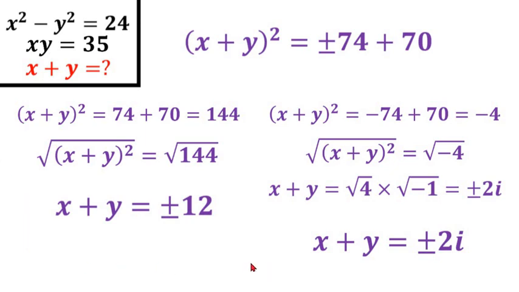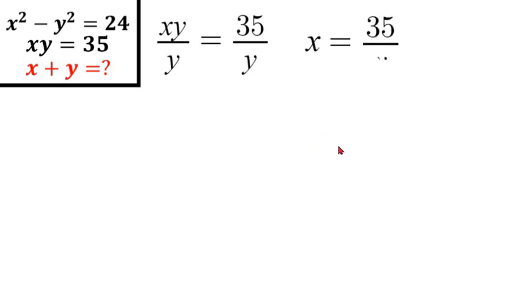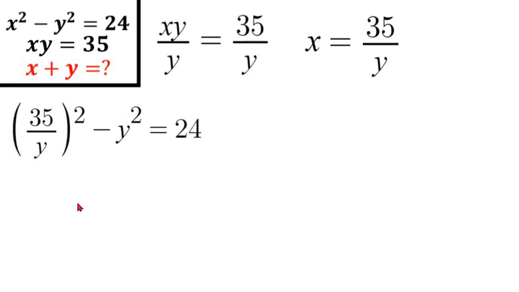So let's go ahead and solve this another way. In this case, we're going to take our xy = 35 and solve for x, so we're going to divide both sides by y. We're left with x = 35 over y. Since we now know what x is, we can plug that into our x² - y² = 24. So we have (35/y)² - y² = 24. If you're unfamiliar, this method is called substitution when it comes to systems of equations.